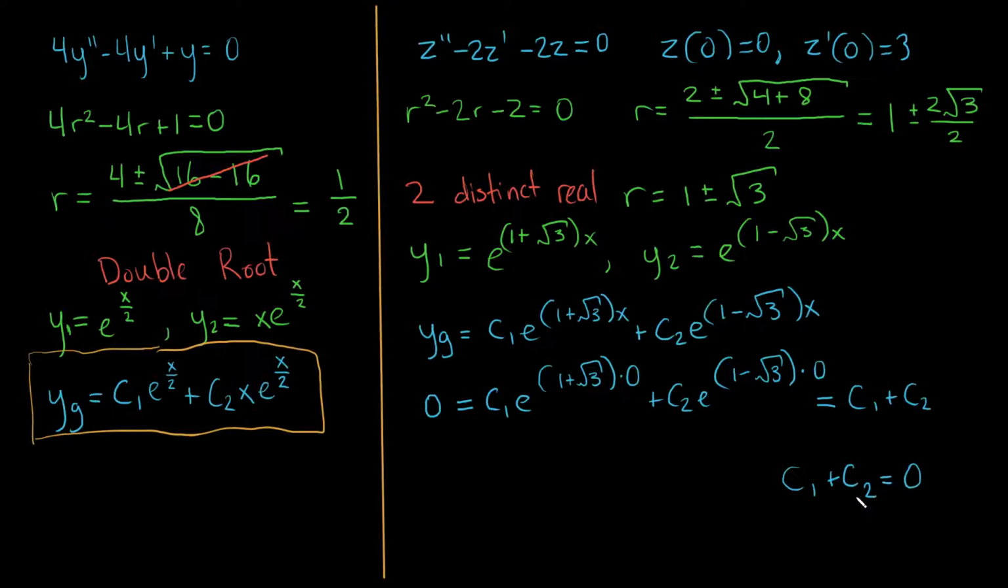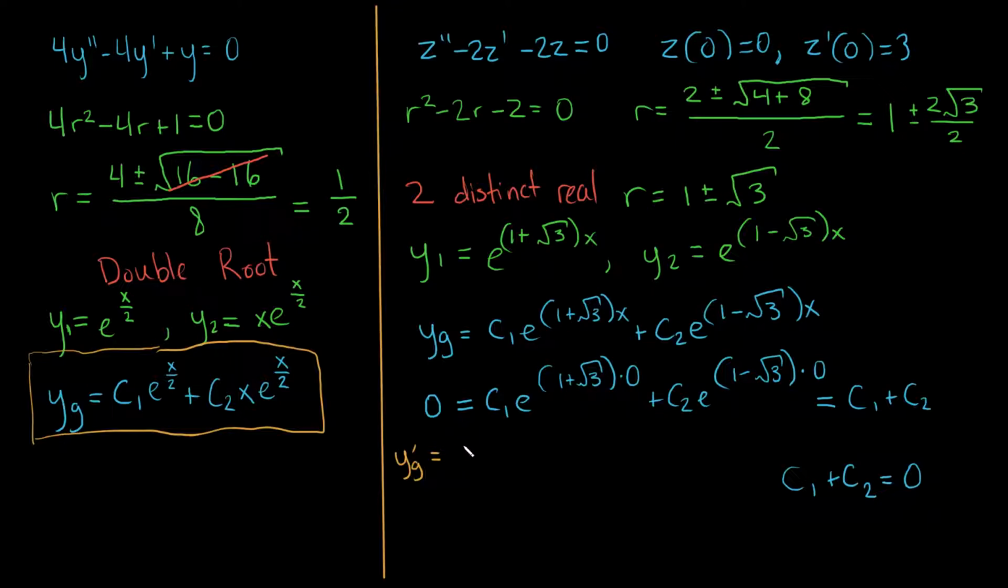Now let's try to glean a second relationship. It's telling us that z prime at 0 equals 3. Probably what we want to do here is differentiate z so we can plug in when x equals 0 and make it equal 3. If we differentiate this, I'll switch colors to make it more visible, the derivative of that general solution, and I'm writing small because I don't know how much space I have, we're going to use the chain rule.